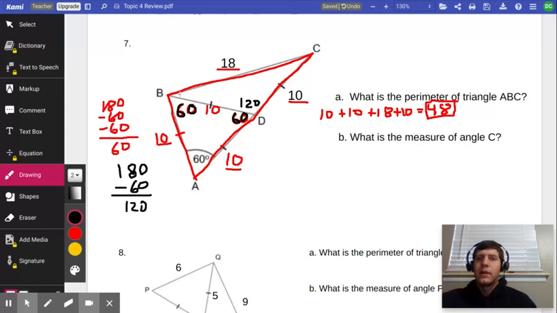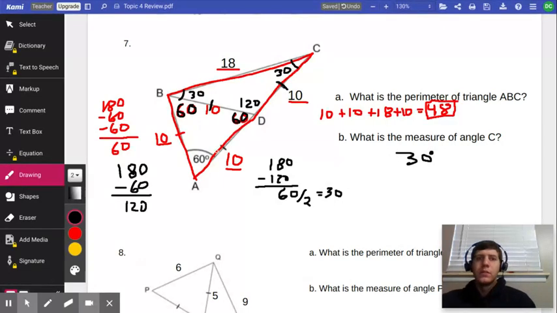Okay. And then you have another isosceles triangle here. So we can do 180 minus 120, which is 60. Okay. So we know these two angles here are congruent. Angle DBC and angle C are congruent, and they have to add up to 60. So we're going to divide this by 2, and that's going to give us 30. So these two angles here would be 30 and 30. Okay, so what is the measure of angle C? It's going to be 30 degrees.